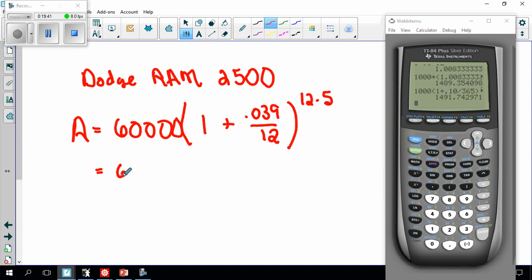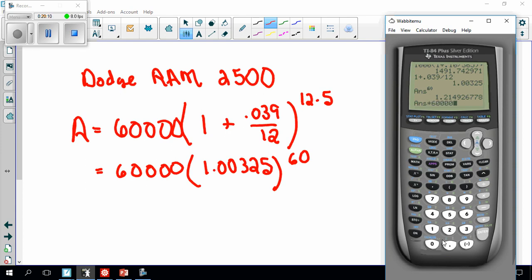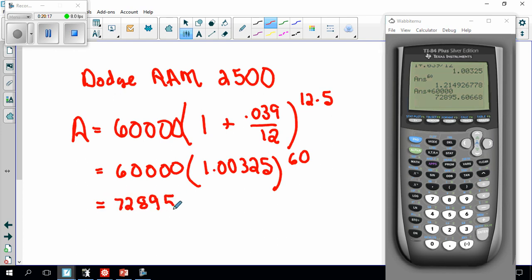So let's do it like an amateur, a person that doesn't have a fancy schmancy calculator. 1 plus 0.039 divided by 12. Ooh, 1.00325. Now, since I have it on my calculator, I'm going to raise it to the 60. And then I'm going to go times 60,000. And that truck will cost me $60.06. Take that, round up. That'll be the total cost of my truck over 5 years.